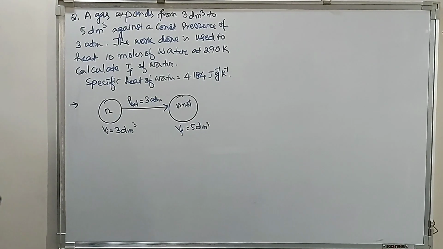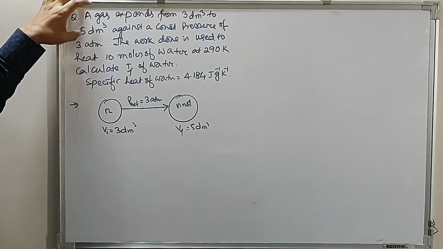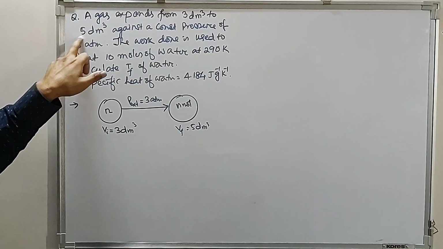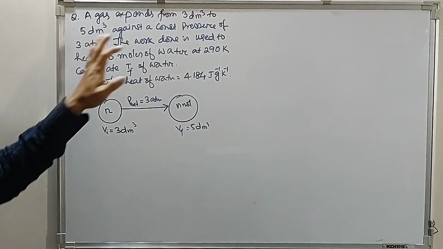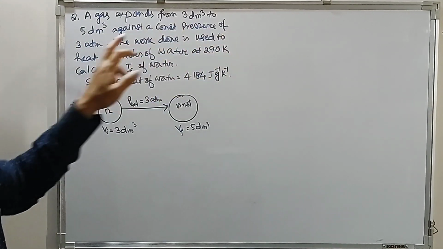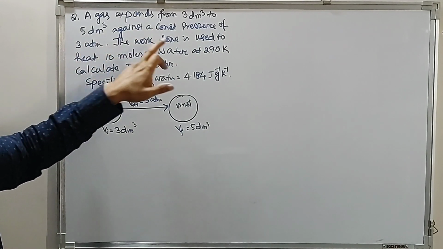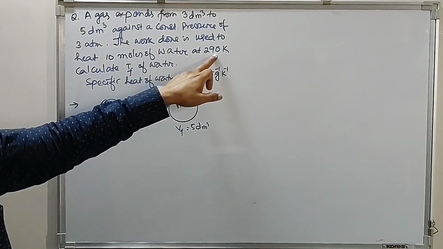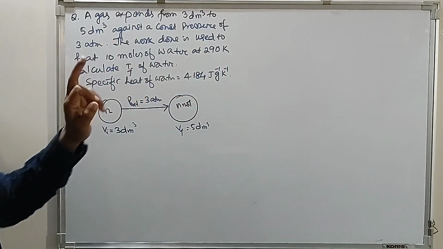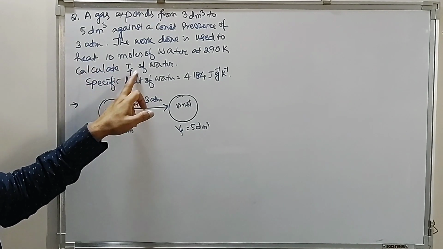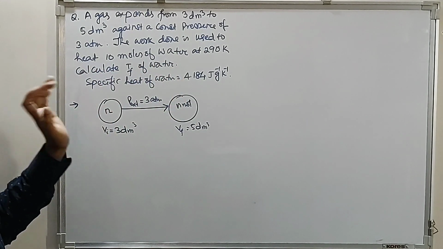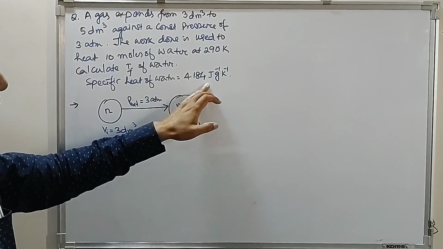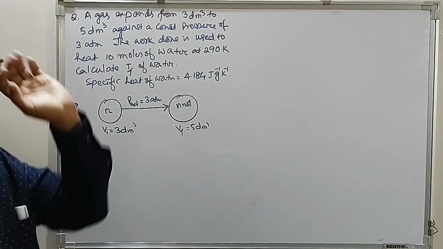So coming back to this question: a gas expands from an initial volume of 3 dm³ to 5 dm³ against a constant pressure of 3 atm. The work done is used to heat 10 moles of water at an initial temperature of 290 Kelvin. Calculate the final temperature of water if the specific heat capacity of water is 4.184 joule per gram per Kelvin.